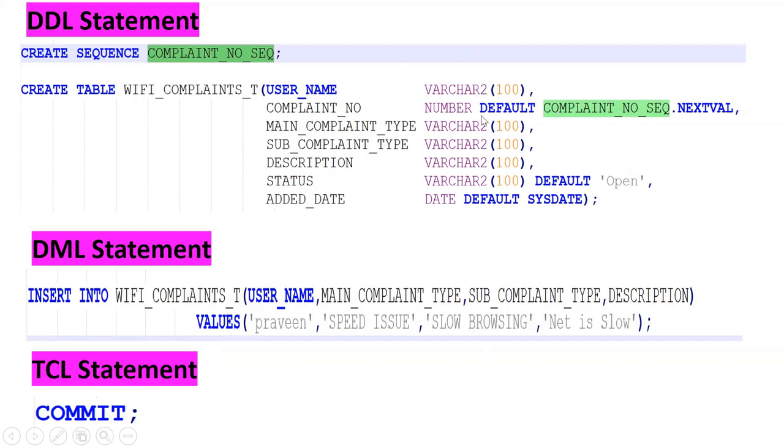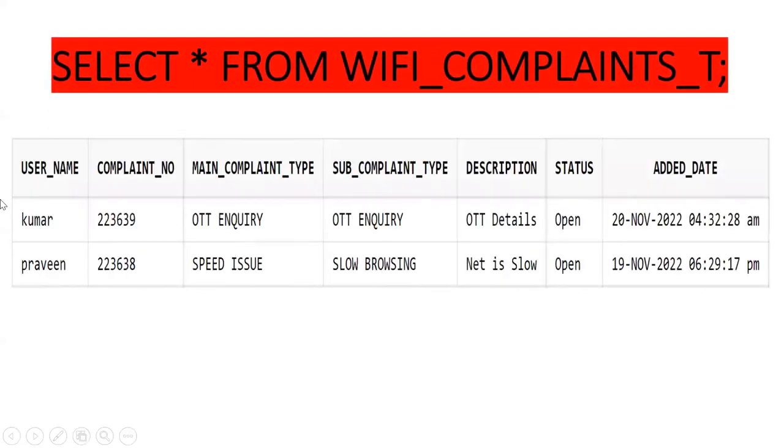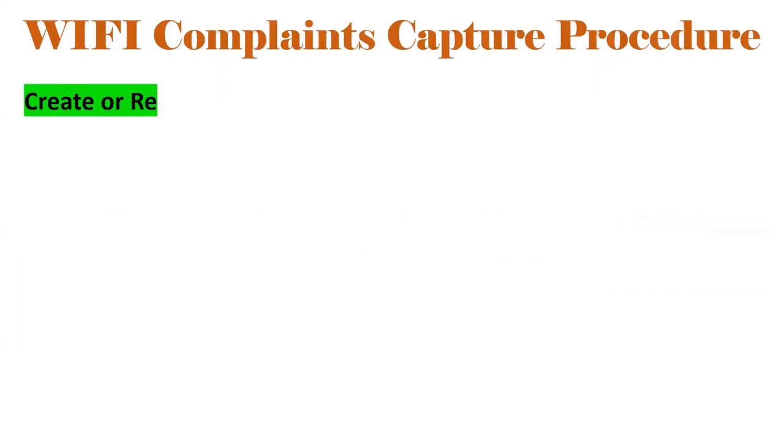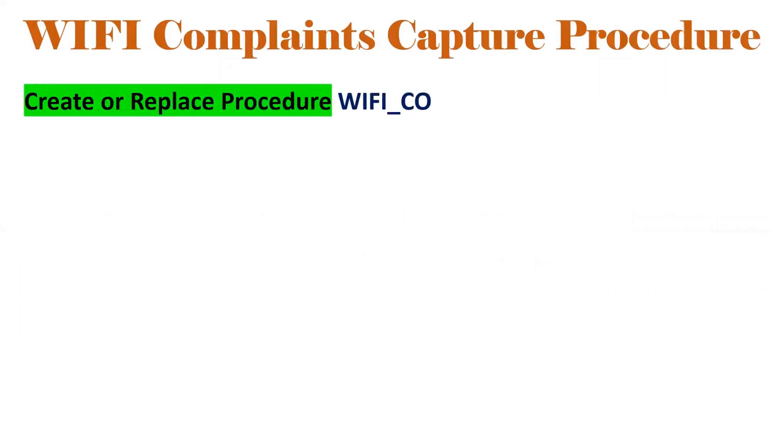If you know this default constraint, it will be easy to understand this requirement. Now if I select from this table, the data will get populated. The rest of the values, like status, added date, and complaint number, get the default constraint values. Now we'll write one procedure: create or replace procedure name. We should give a proper name: Wi-Fi complaint registration procedure. This is related to registration of the complaint.